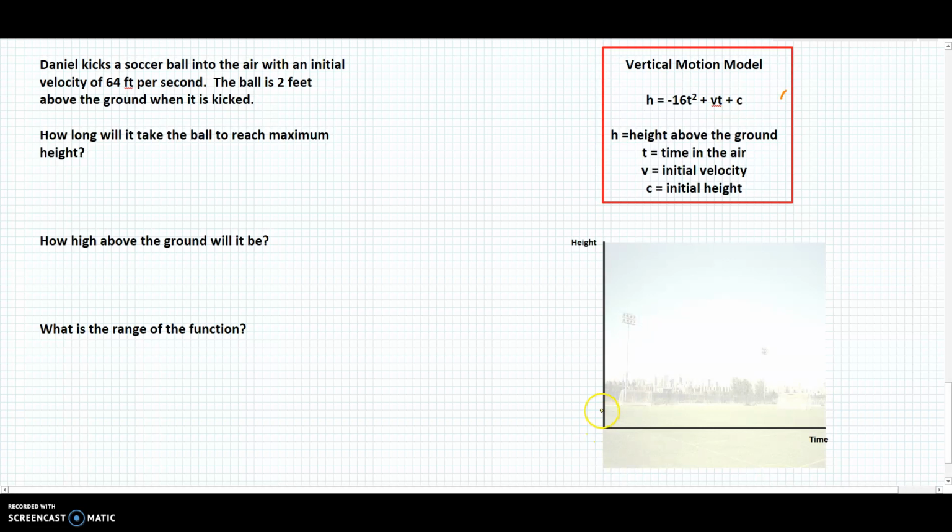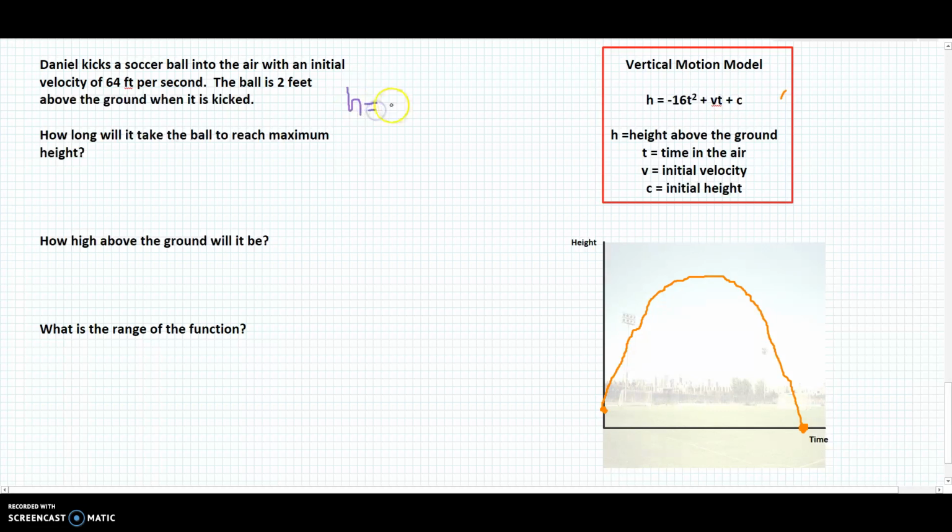So our height, our soccer ball starts at 2 feet, and we know that when we kick something, it's going to go up and then it's going to come down to the ground. So our motion of our ball looks something like that. Now let's use the formula and our information about parabolas to help us answer our questions.